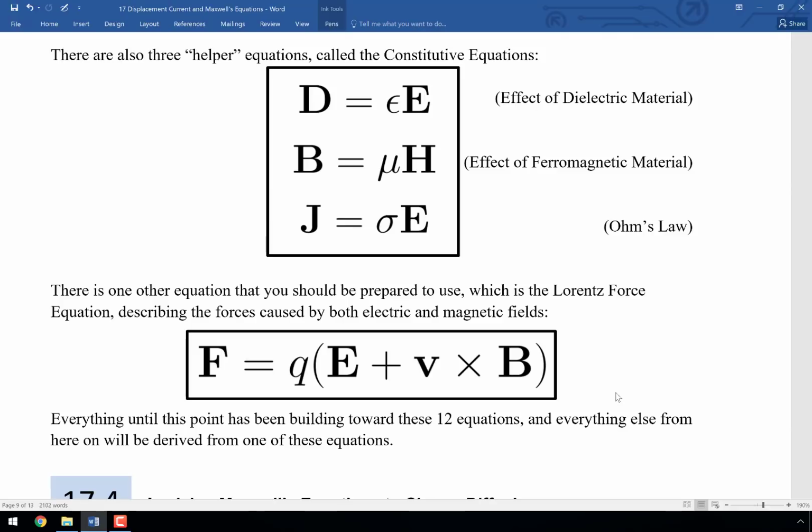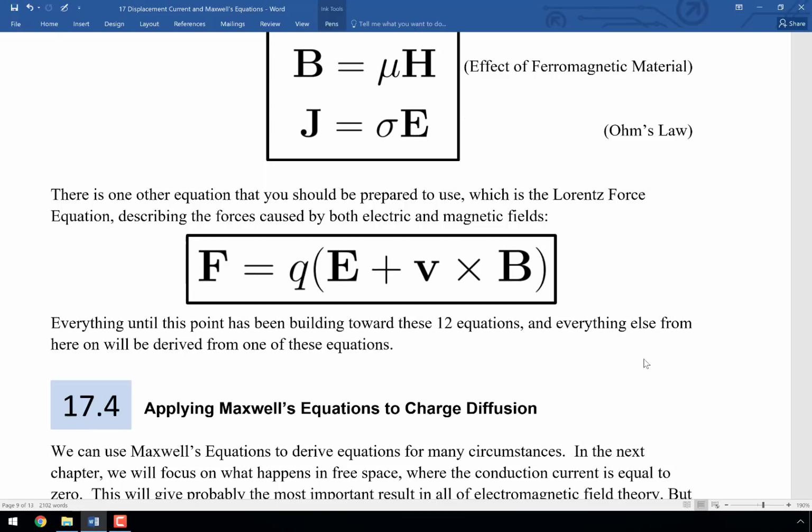So I guess there's 2 sets of 4, and then a set of 3, and then 1. So that's 12 equations. Those 12 equations, 4 of which are redundant with the other 4. So it's really 8 equations. Everything that we're going to see after this is going to be built off of those equations.